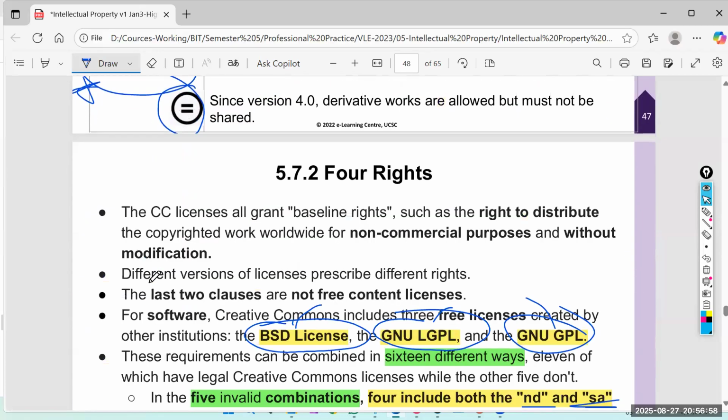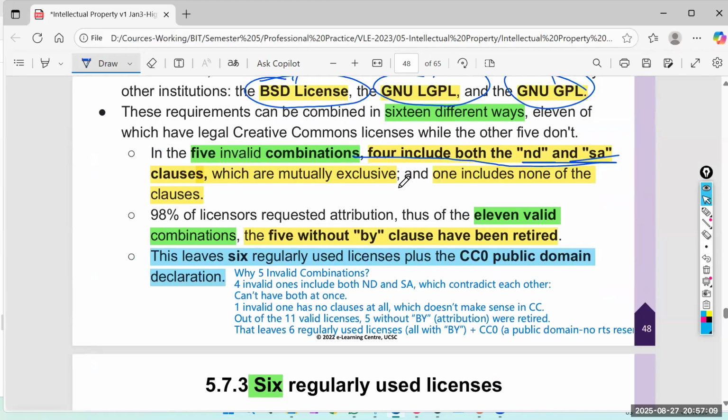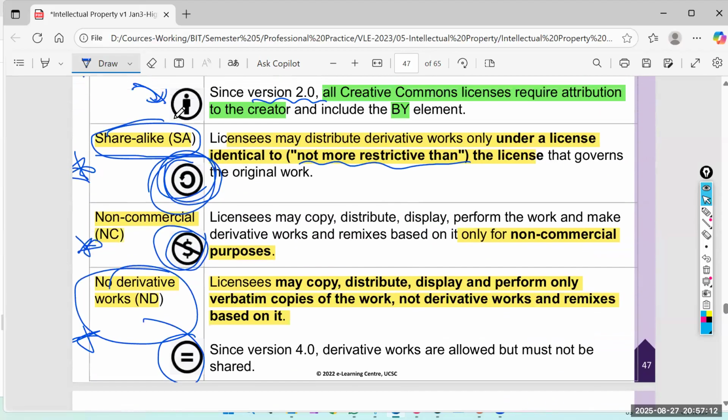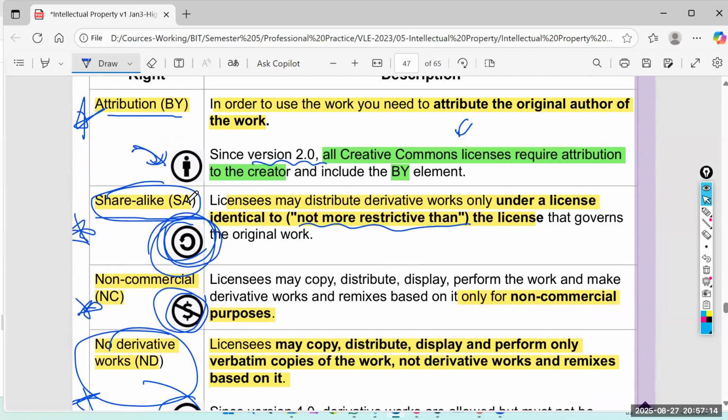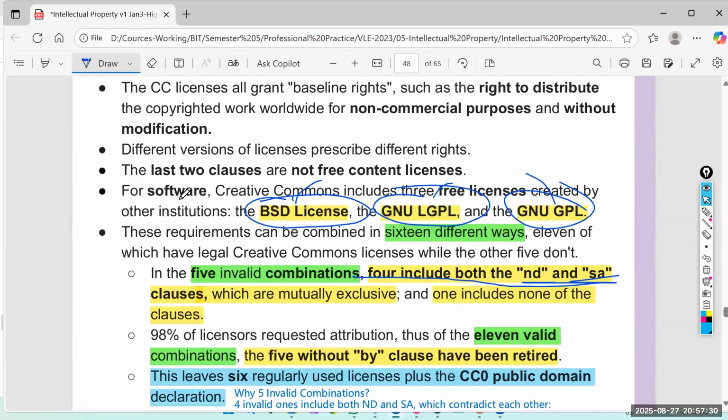So these are possible questions, right? You can't have both ND and SA together. So then why do we have four? Remember, ND and SA with other combinations: ND-SA and NC, ND-SA and BY, and so on, right? So therefore, you can't have the ND-SA combination. That ND-SA combination is found in five invalid combinations.